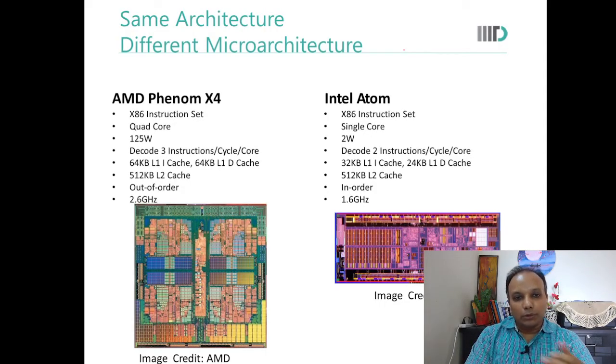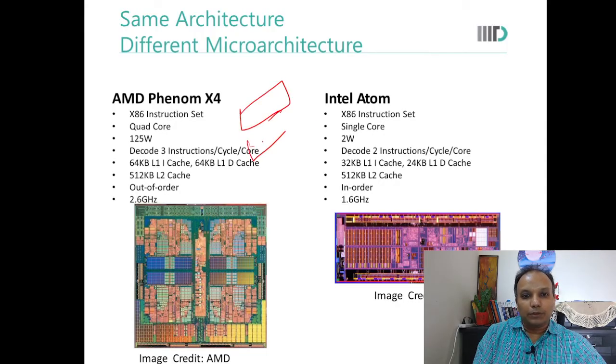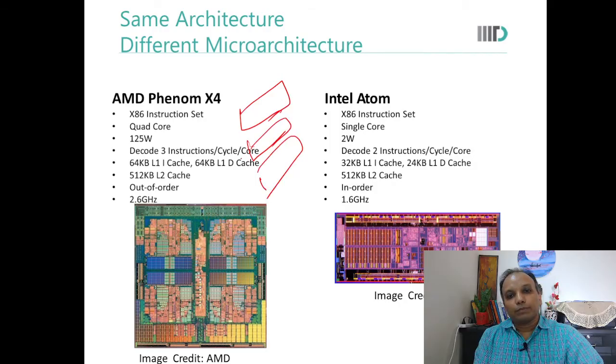Basically it also highlights how many instructions in parallel it can decode. So, the AMD processor can decode 3 instructions per cycle per core. What it means is that the AMD processor has as if 3 parallel pipelines, which can handle 3 queues at the same time, whereas the Atom has 2 such pipelines. So, that is why it can decode 2 instructions per cycle per core.